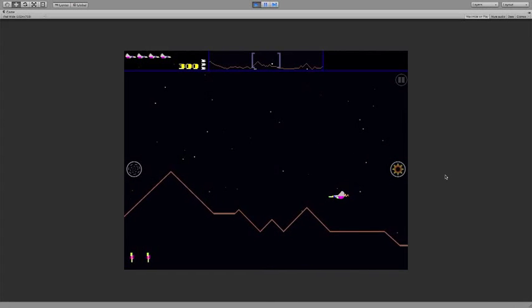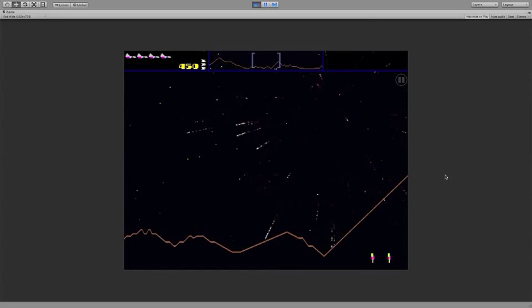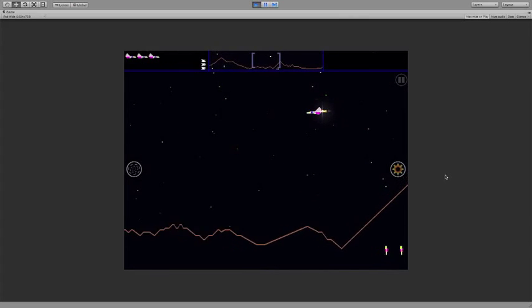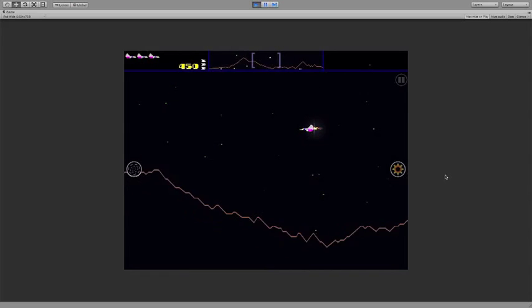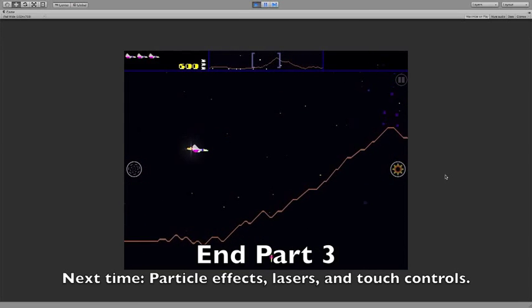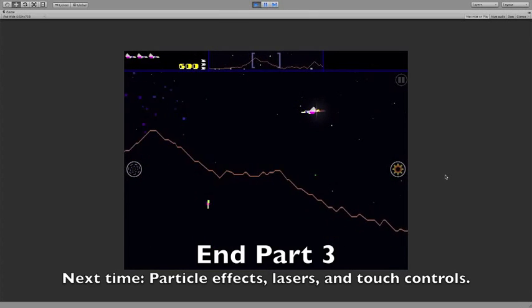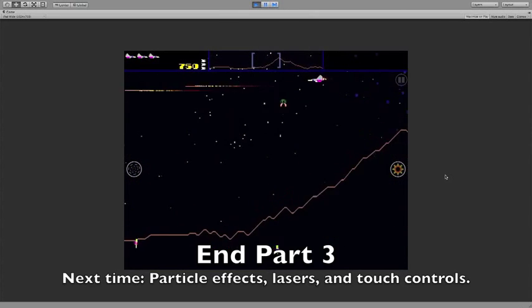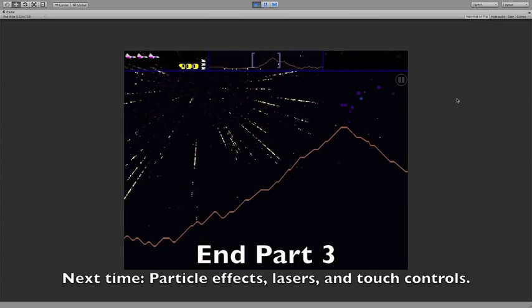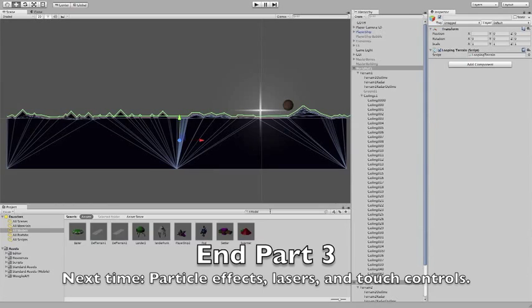So I suppose next time I'll probably get into some of the other stuff, some of the particle stuff, maybe some of the scoring stuff, and just sort of the general organization of the game and how this all works together to create the effect we finally see.